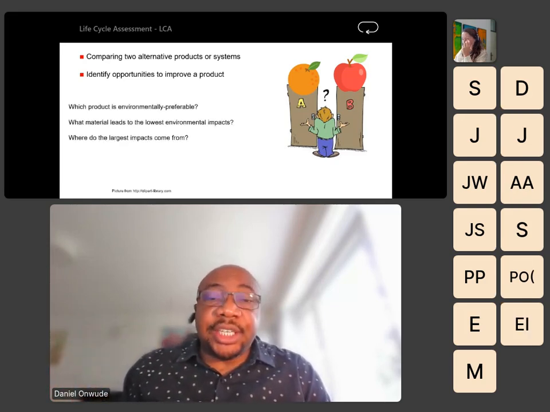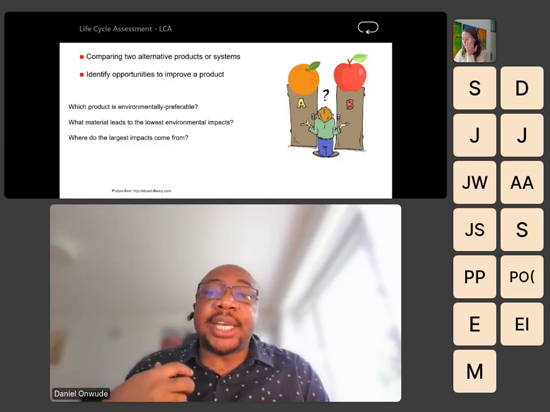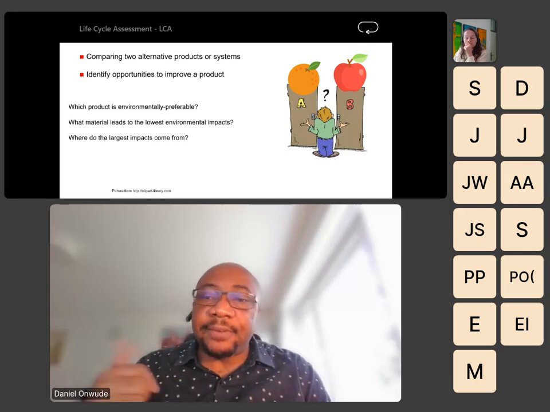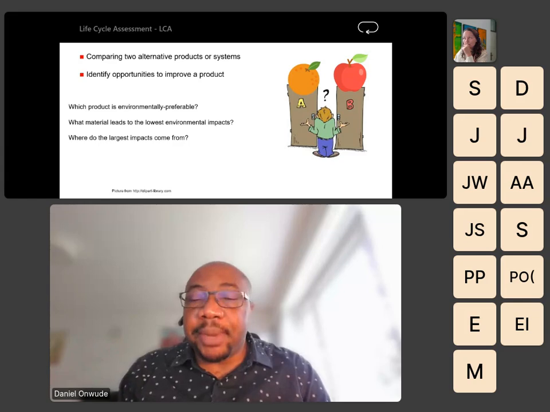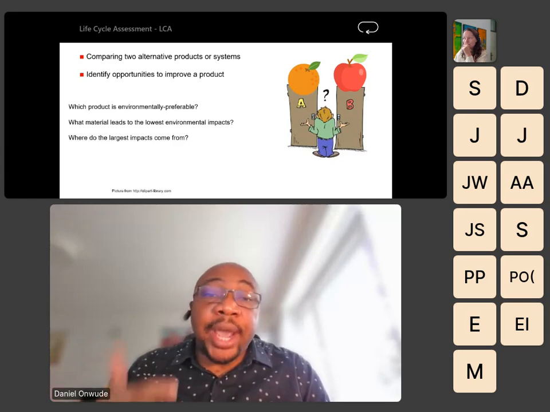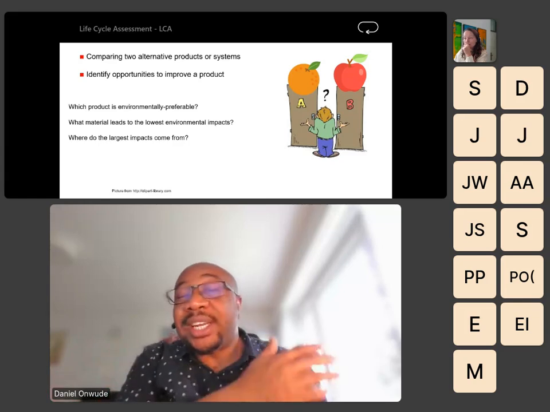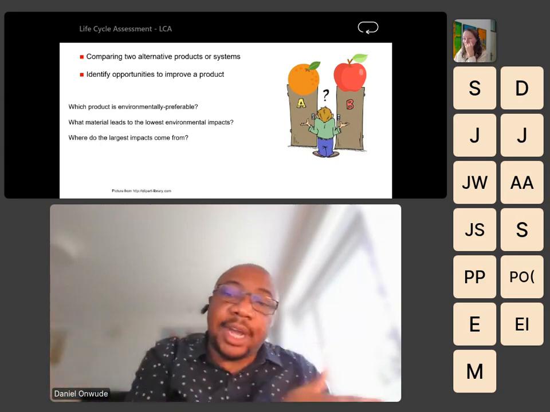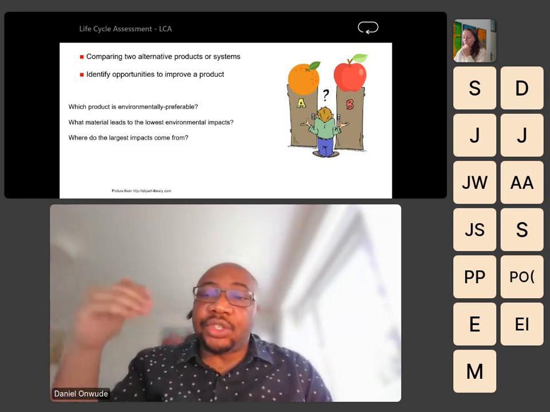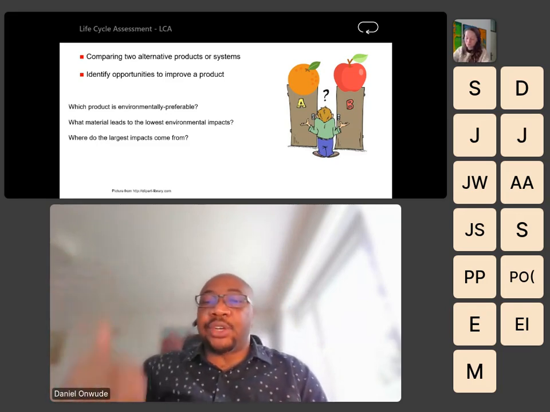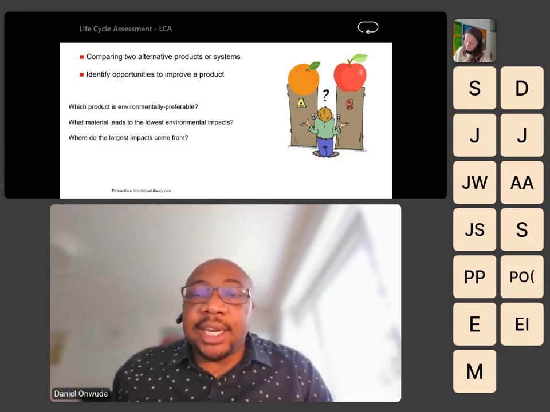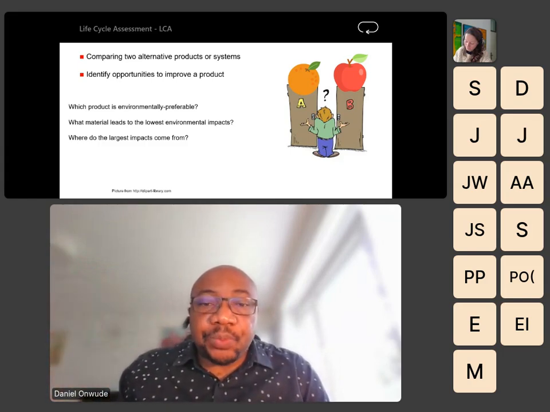So essentially, LCA helps us answer key practical questions such as which product is better for the environment, what farming or processing method leads to the lowest impact, or where in the life cycle is the largest hotspot, right? Is it at the farm? Is it during transportation? Is it during storage? Is it during processing? Or is it at the consumer? So these are questions that we could answer using the life cycle assessment method. Okay.